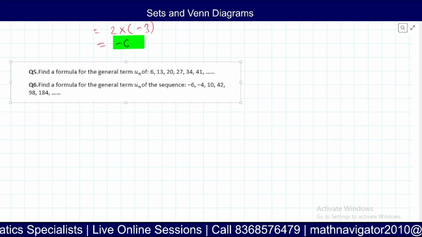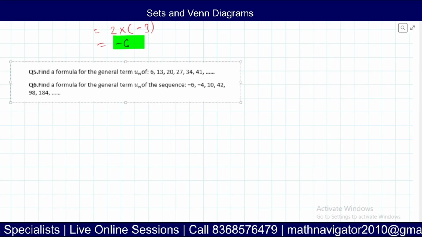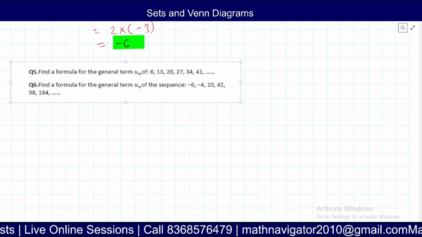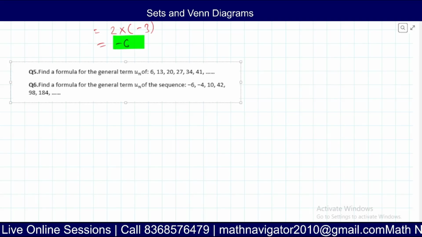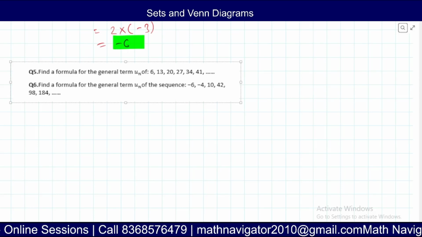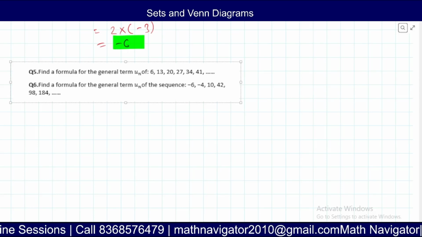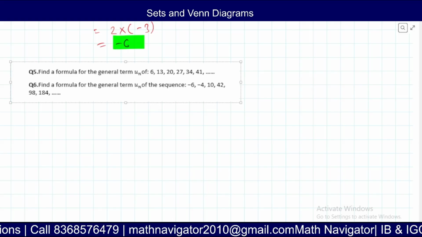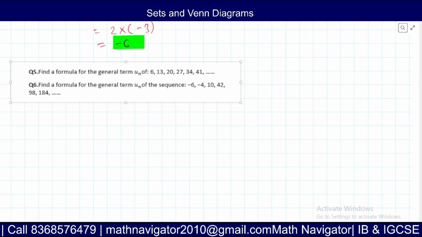So here it is saying find the general formula, and my sequence is 6, 13, and so on. So what can we do to find it, right? This is the main thing. So how can we find it? First, we need to see whether my first difference is matching or not, right?